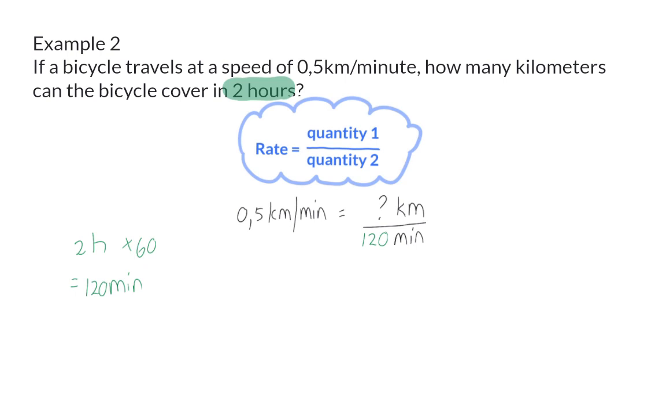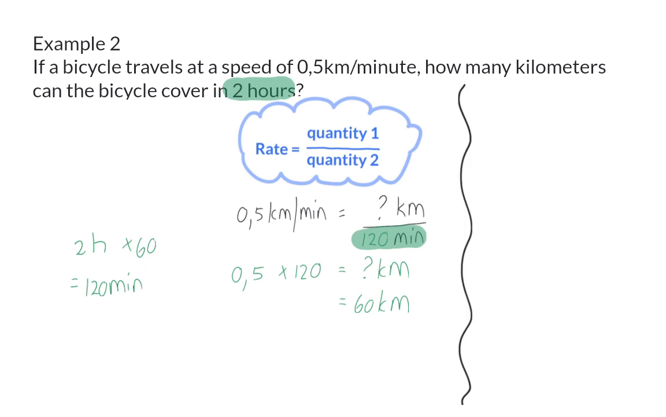Now we need to do a bit of algebra. We want to solve the kilometers, and that means we want to get rid of the divided by 120 minutes. To do that, we will have to multiply by 120 on both sides. So on the left, we multiply by 120, and that will give us the number of kilometers on the right-hand side. Therefore, the number of kilometers will be 60 kilometers.